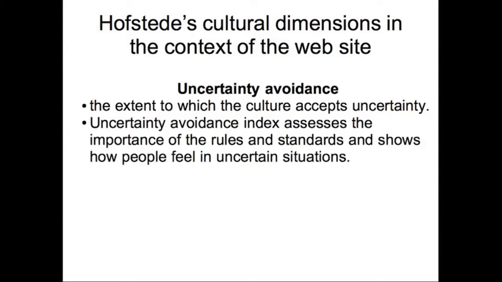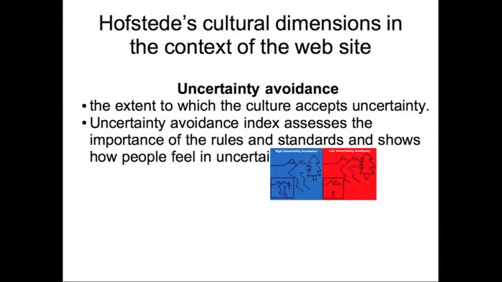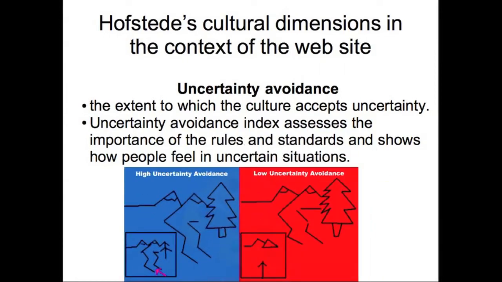Uncertainty avoidance index assesses the importance of rules and standards and shows how people feel in uncertain situations. So, in cultures with high uncertainty avoidance, such elements of a website can be important. First of all, clear language, limited choice, predictability of action results, guiding navigation without the possibility to get lost, and additional messages by colors, fonts, and sounds, intended to decrease possible ambiguity.